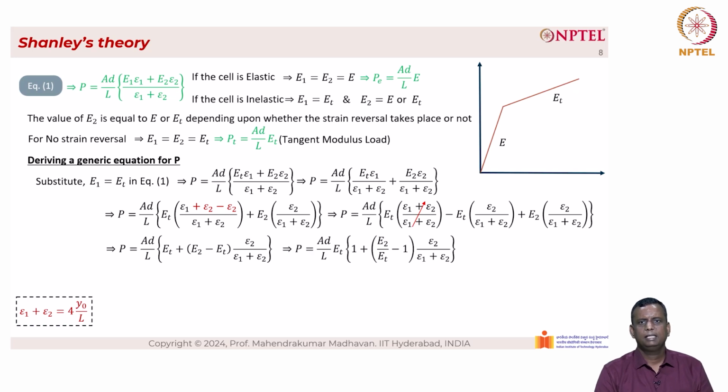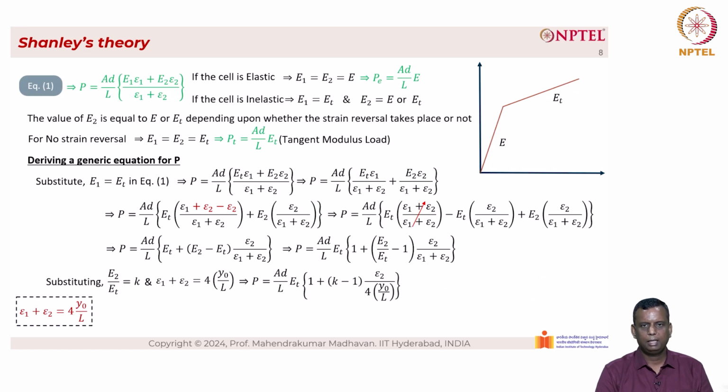When we take E sub T outside, this can be further reduced as P equal to AD by L into E sub T into 1 plus E2 by E sub T minus 1 into epsilon 2 divided by epsilon 1 plus epsilon 2. Substituting E2 by Et is equal to K and epsilon 1 plus epsilon 2 equal to 4 y naught by L, this further reduces to P equal to AD by L into E sub T bracket open 1 plus K minus 1 into epsilon 2 divided by 4 y naught by L.